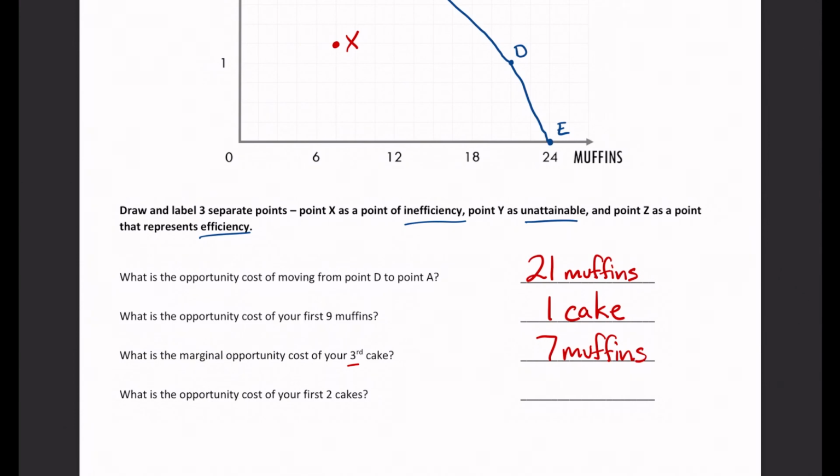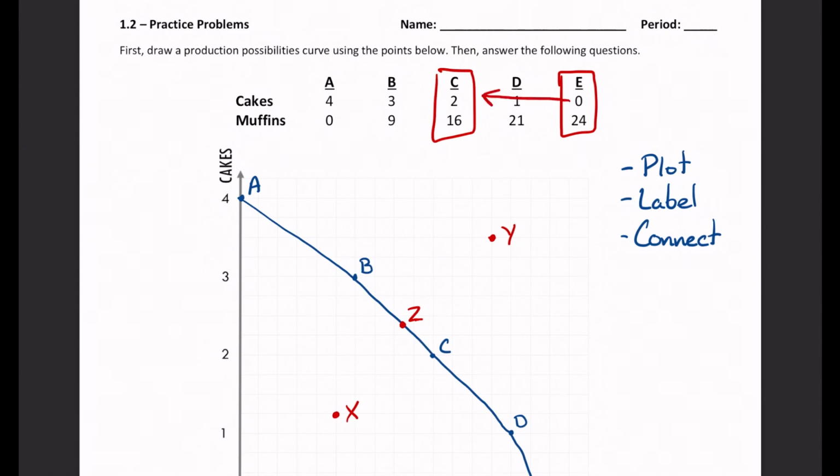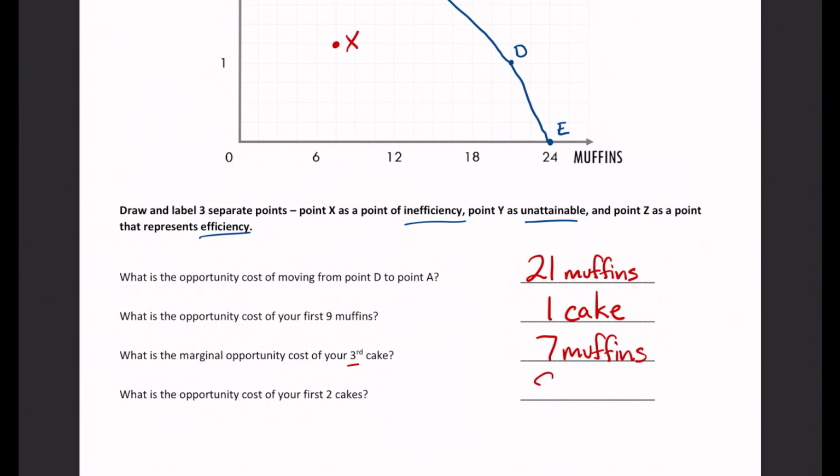All right, last one we have here. What's your opportunity cost for your first 2 cakes? Again, with this, we're saying our first 2 cakes, which means we're starting at 0 cakes and we're moving our way up to 2 cakes. So as we go from 0 to 2, we're gaining cakes. But in order to gain cakes, we have to stop producing some of those muffins. We have to give up some of those muffins. And as we go from 24 to 16, what that means is we are going to give up 8 muffins.